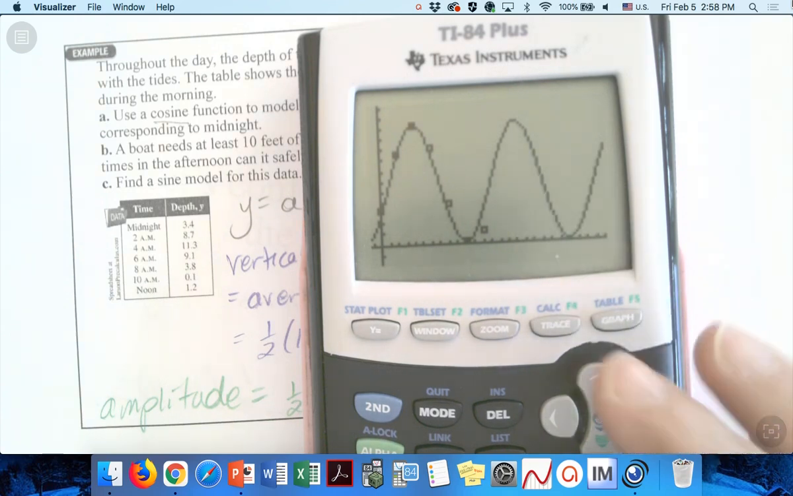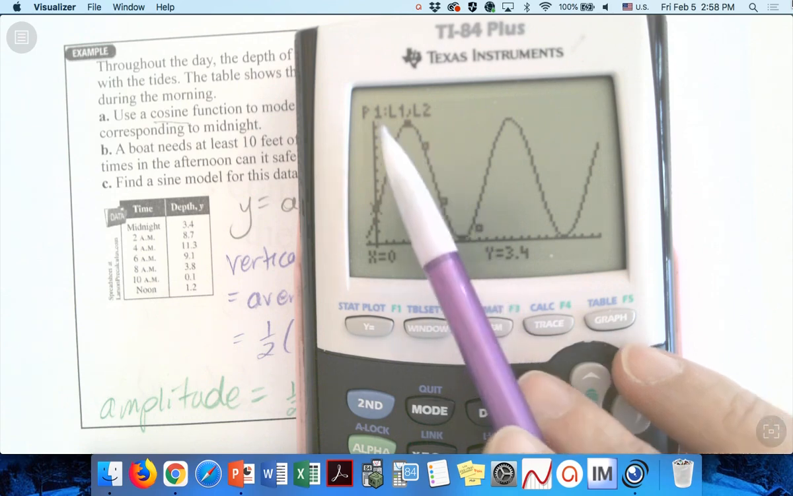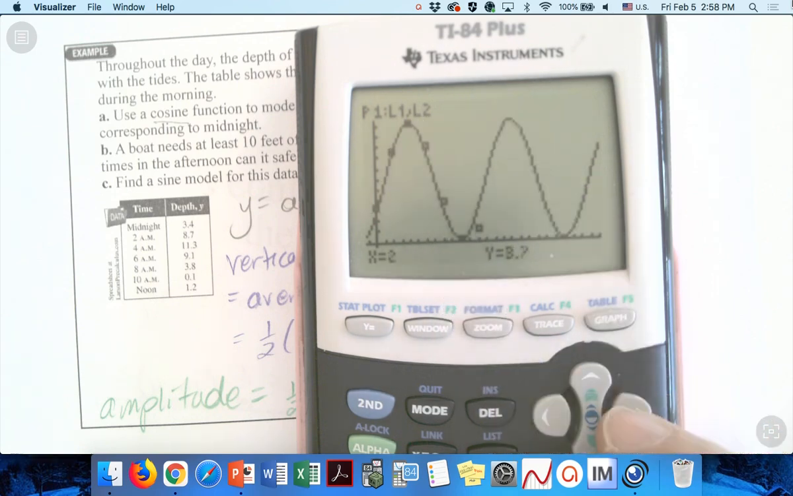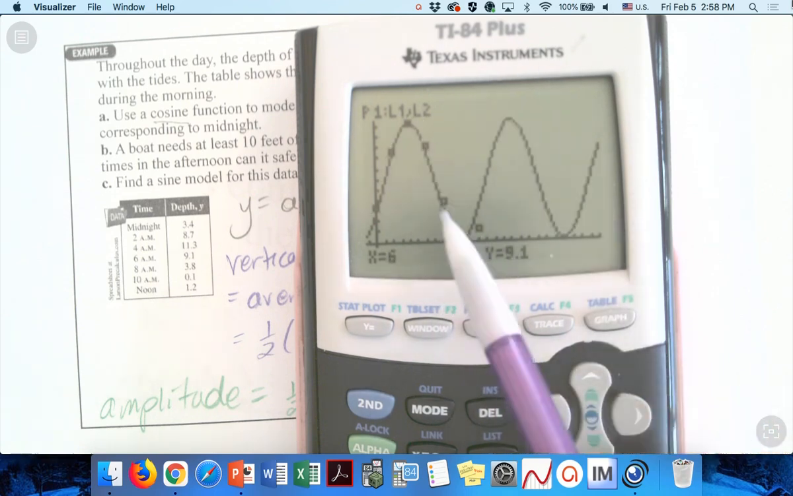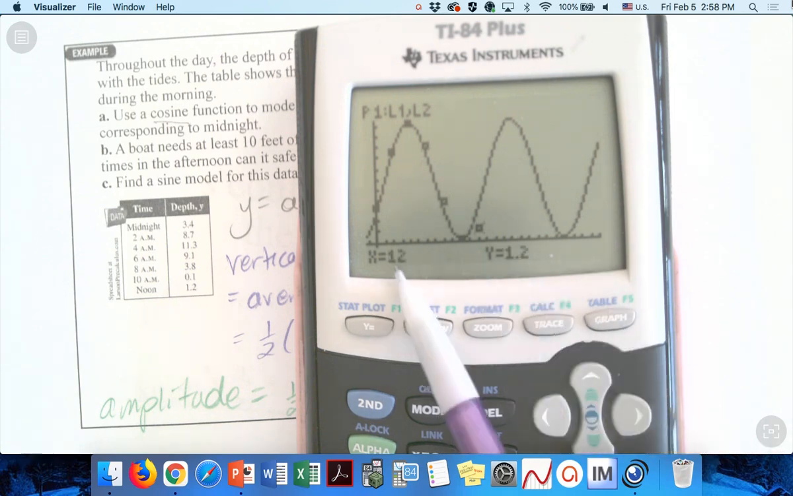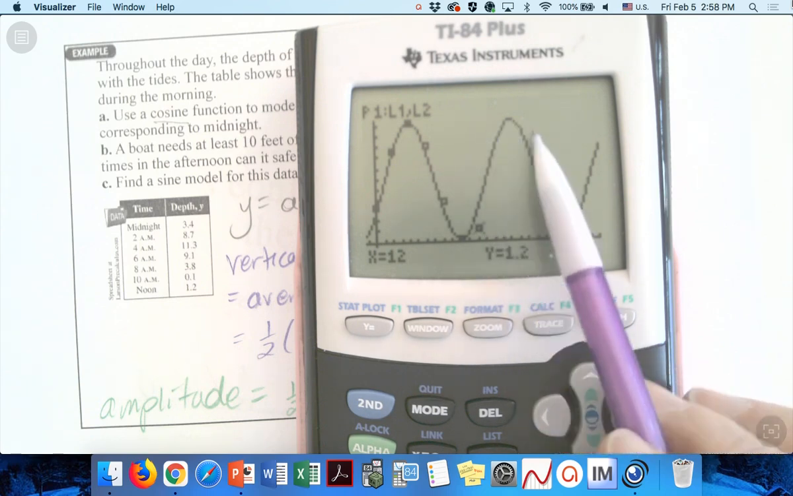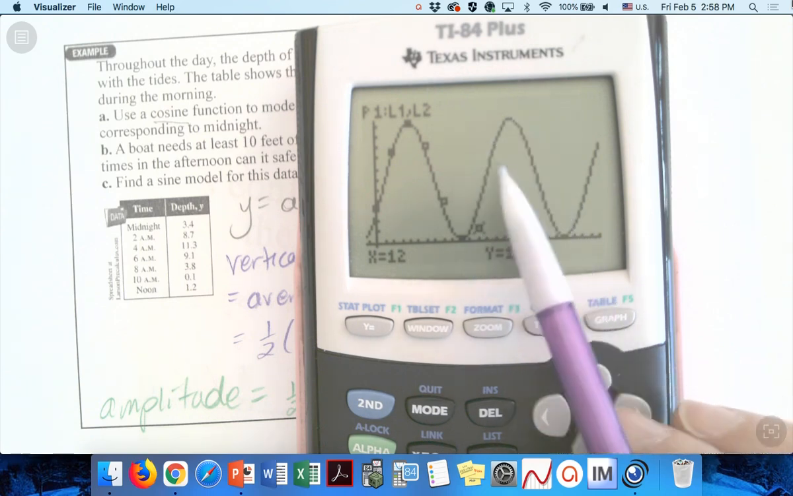Now, if you press trace, your cursor will first appear on plot 1, and if you keep using your arrow key, it'll jump around to these different points. So just to remind yourself, this is when X is 12, so that's noon. So this looks like it might be 2, 3, 4, 5 o'clock in the afternoon up here.